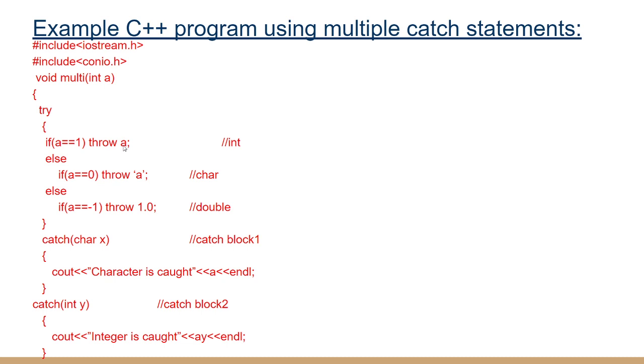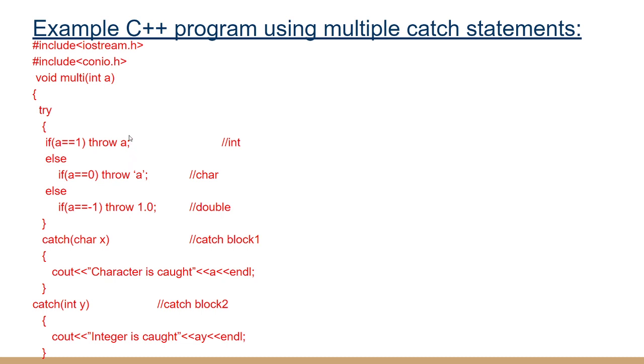An integer variable a. So if I give 0 for a, then it is also assigned as an exception and throws a character value. Similarly, if a is equal to -1, it is also assigned as an exception. It will throw a double value. So the try block contains three types of exceptions.